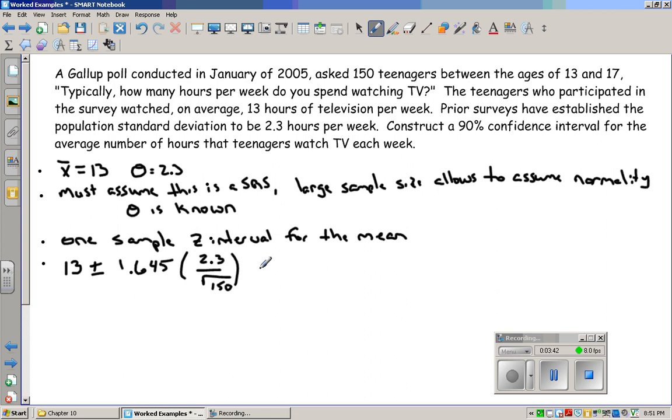From here, I'm simply going to go to my calculator, and I'm going to use the z interval in the stats menu. I don't need to show anything. I don't need to say anything because I've shown the formula I'm using. Now I'll just let my calculator do the work for me. You'll go to the z interval, put in the appropriate numbers, and if you do that, it should give you 12.691 to 13.309. If you're not sure how to do that on your calculator, you should definitely ask me in class.